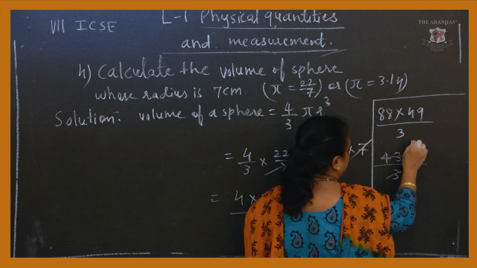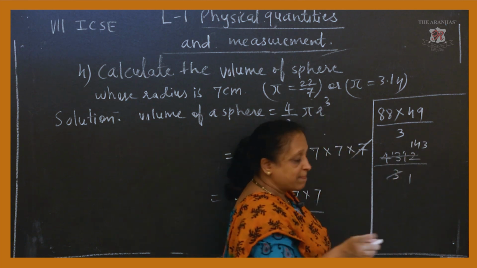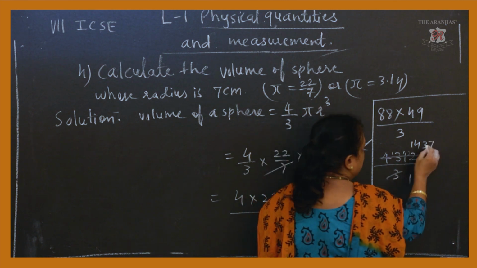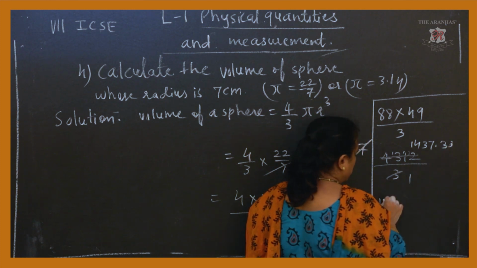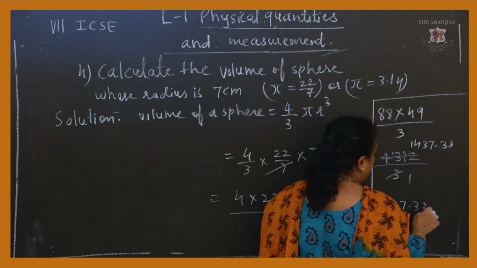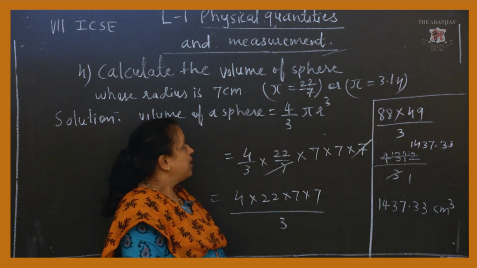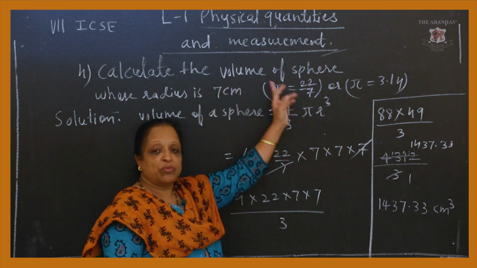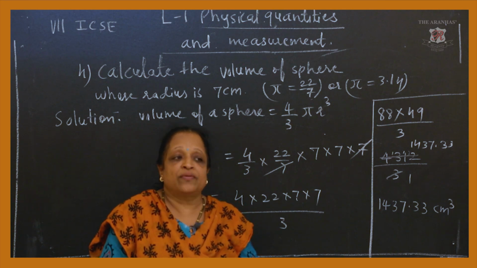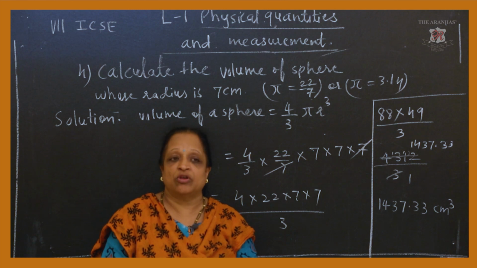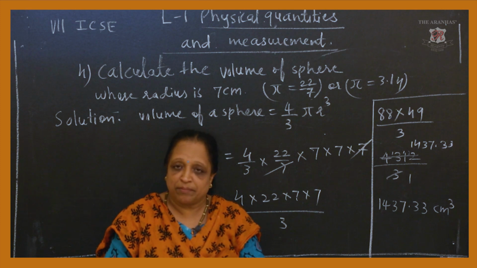3 1s are 3, 1 left. 3 4s are 12, 1 left. 3 3s are 9, 2 left. 3 7s are 21, 1 left. Mistake 0, and it will be recurring. So we will have 1437.533 cubic centimeter. Why is it cubic centimeter? Because you are writing the volume of the sphere. Volume of any object, any substance is always expressed in cubic centimeter or cubic meter.